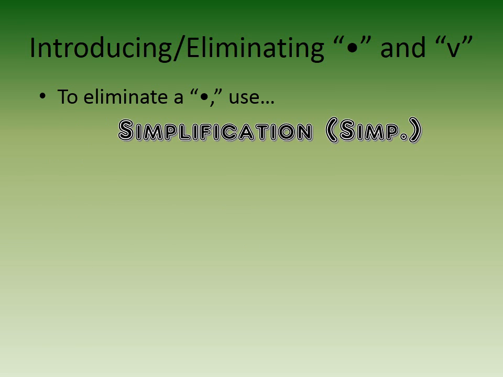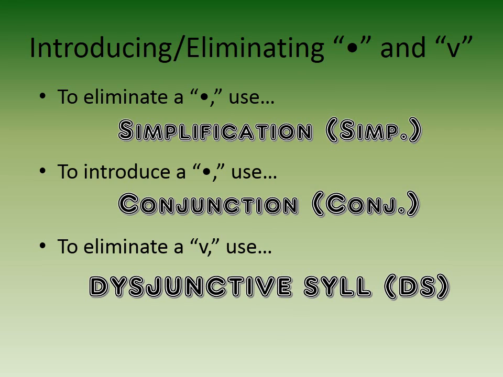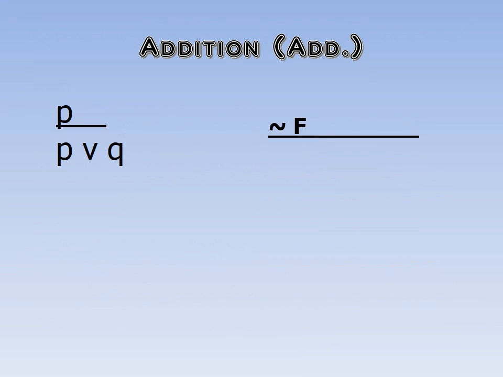Now we have rules for introducing and eliminating both dots and wedges at this point. To eliminate a dot, we use simplification. To introduce it, we use conjunction. And to eliminate wedges, we use the disjunctive syllogism that we studied earlier. But to introduce a new wedge claim in the course of an argument, what do we use for that? Well, we use something called addition.